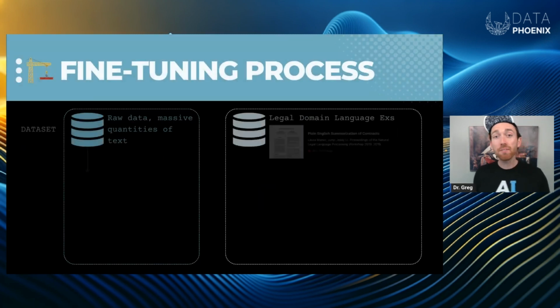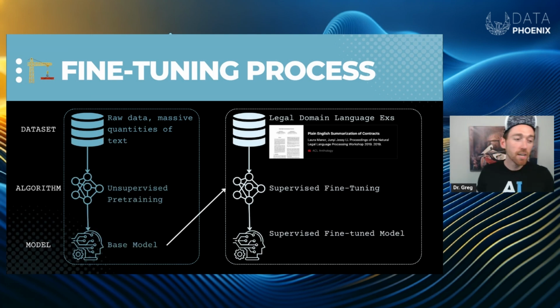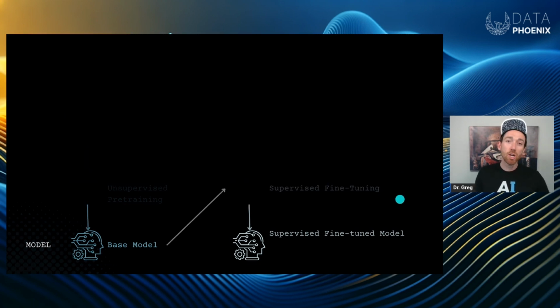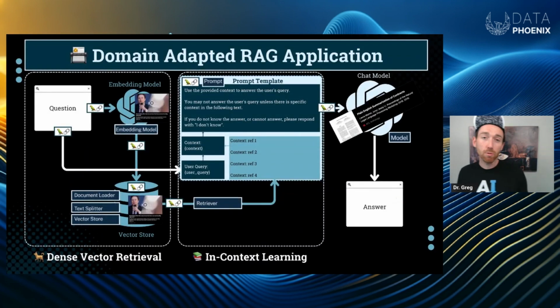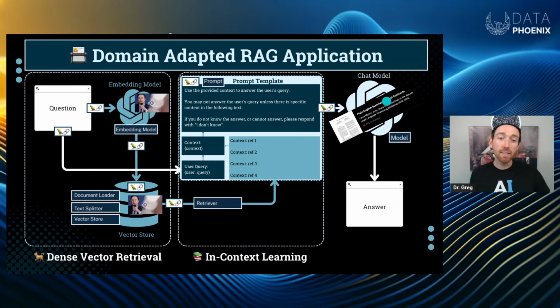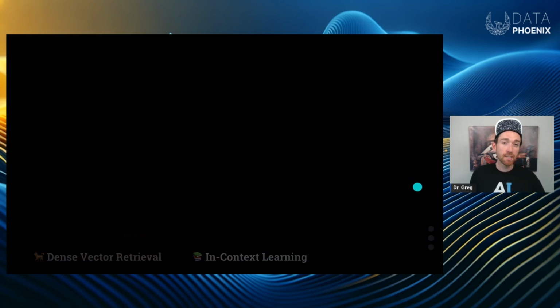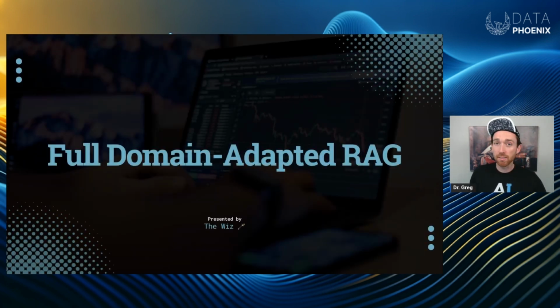There's a great data set for this that we'll use for fine-tuning today called the Plain English Summarization of Contracts data set. The way to think about this is we're going to fine-tune the language here at the end on our chat model to make this happen. And that will complete our fully domain-adapted RAG application. And for that, we go back to the Wiz to see just how different this fine-tuning is from our embedding model.